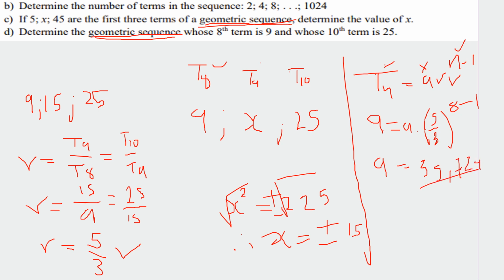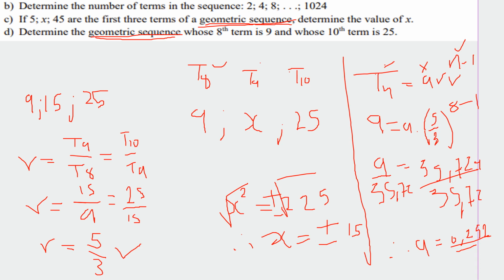Then we divide both sides by 35.72. Therefore, we get the value of the first term, a, being 9 divided by 35.72, which is 0.252. So now this is the value of a.